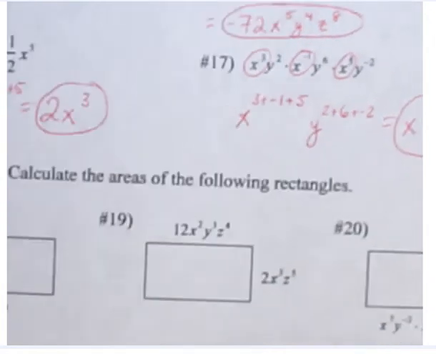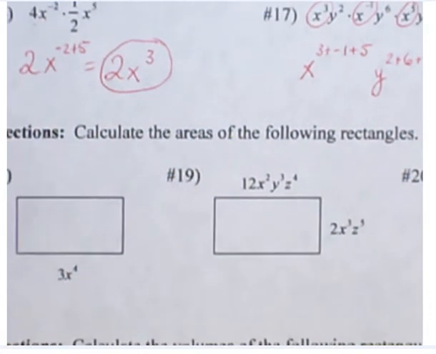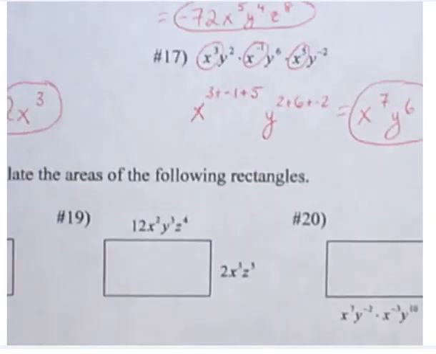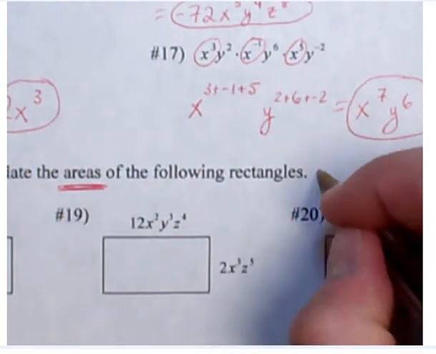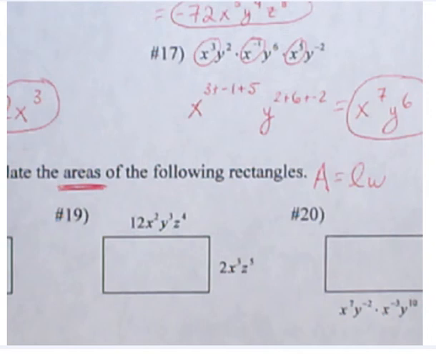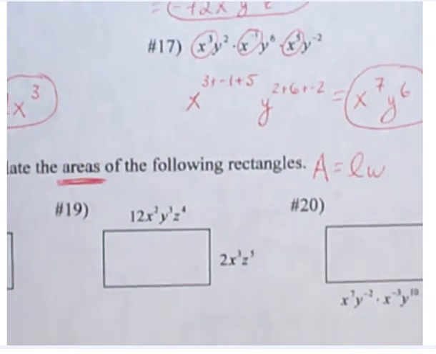Okay, let's look at the two bottom sections here. Calculate the areas of the following rectangles. Well, area, the formula for the area of a rectangle, let's write this down. A equals L times W, length times width. Area is length times width.